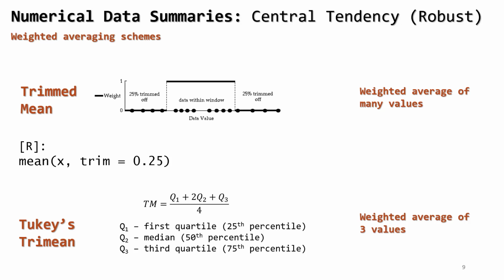Here, I'll introduce 2 other measures that we use. The trimmed mean is a weighted average, where the weight is 0 for anything outside the window and 1 for anything inside the window. The 25% trimmed mean uses all values in the middle 50% to compute the mean. The 25% trimmed mean is also called the interquartile mean. You can adjust how much to trim off, but typical applications use 5 to 25%.